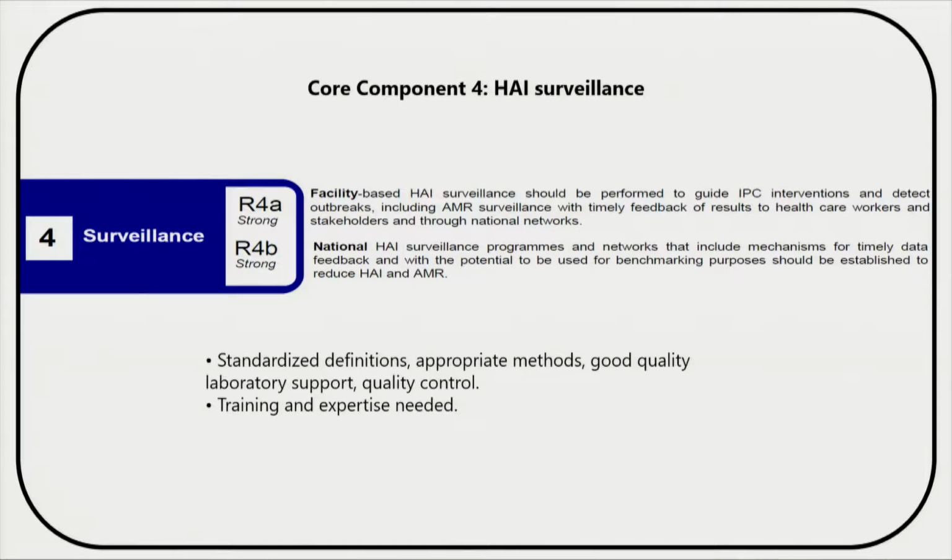Going to core component 4, this is about hospital-acquired infections surveillance. Again, we are going to focus on the facility level. At the facility level, our people should have standardized definitions, appropriate methods, good quality laboratory support, and quality control in order to have surveillance in place, and also to make surveillance a successful core component. Of course, as we mentioned several times in the past, training and expertise is definitely needed in order to do the surveillance in a way that gives us enough input to make our practices much better, much safer.